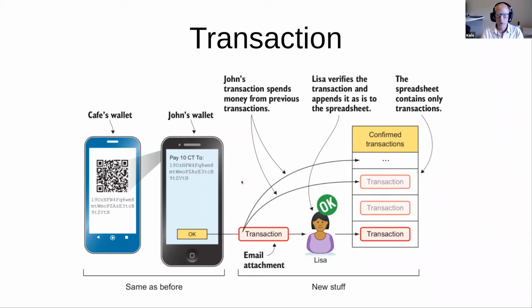Okay, so the new process here is, from the wallet perspective, the same as before. You scan someone's address and you click OK, and the wallet will select keys to use for the payment and create, instead of an email to Lisa, a transaction that it sends to Lisa, a special formalized message. Lisa will verify it, and if it's okay, she will add the transaction to the spreadsheet.